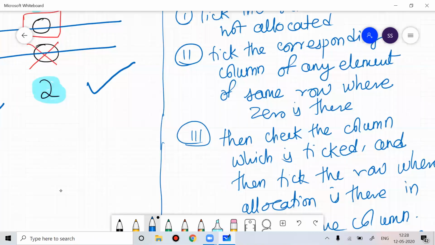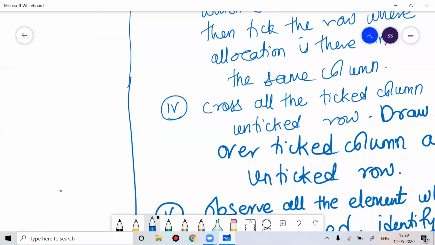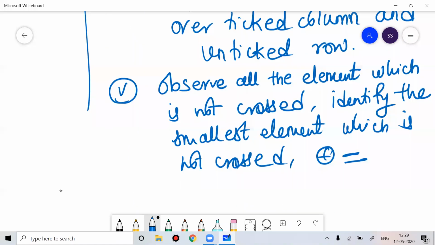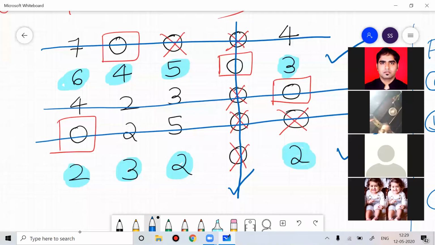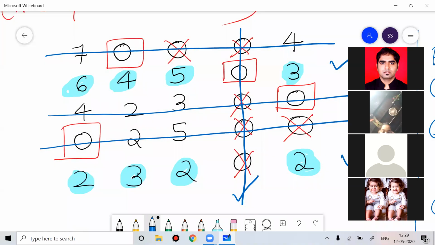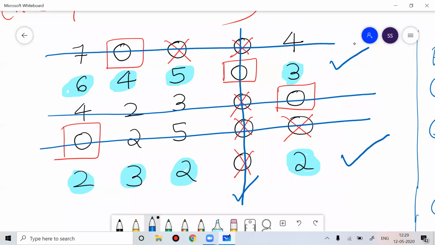So which is the smallest element, guys? Identify the smallest element which is not crossed. Out of all the elements, the smallest element is theta.